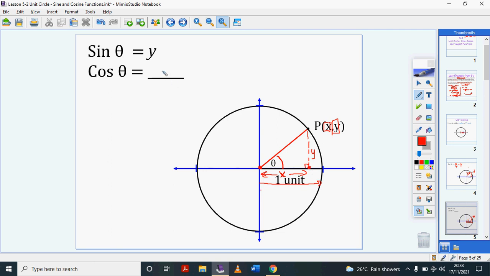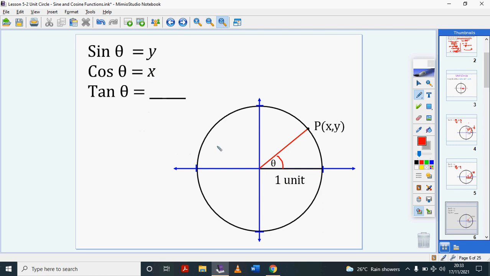And if I want to find the cosine of that angle, remember cosine is adjacent over hypotenuse. The adjacent is x and the hypotenuse is 1. So we see that the cosine of an angle in a unit circle is equal to just the x coordinate of wherever that point is on the radius. The x coordinate that point made by that angle has on the circumference of the circle.